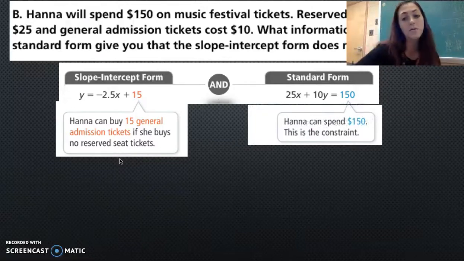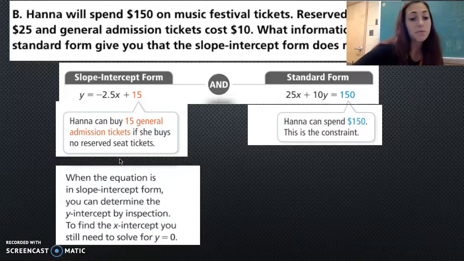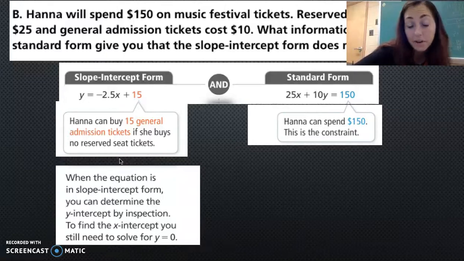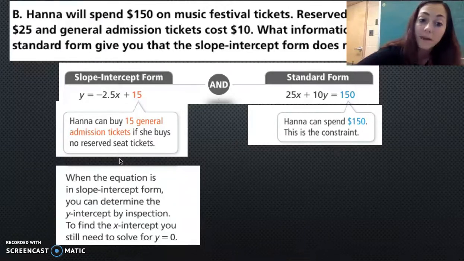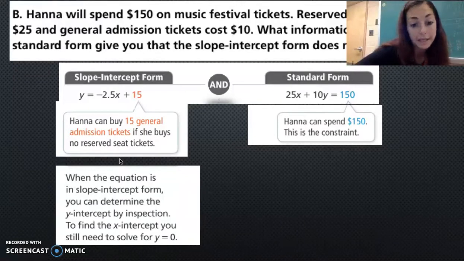Here on standard form, she's saying Hannah can spend $150. That's the constraint. So if we're looking at slope-intercept form, you can determine the y-intercept by inspection. Like you can look at it and identify the y-intercept and then just identify what that means. Well, the y value is general admission. So that's why the y-intercept is 15, and that means 15 general admission tickets.